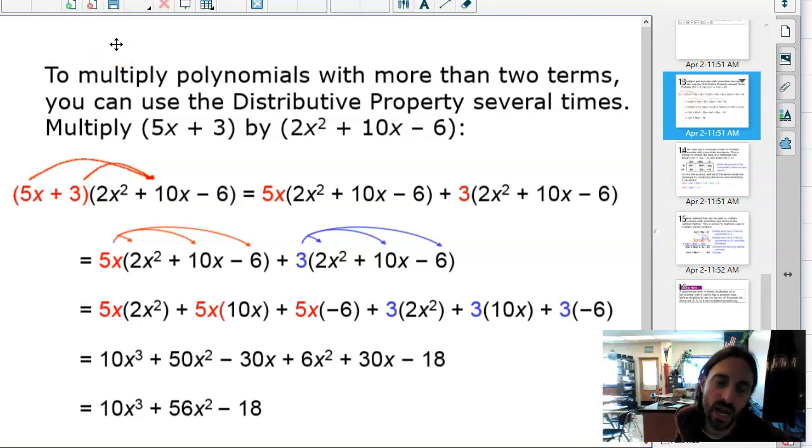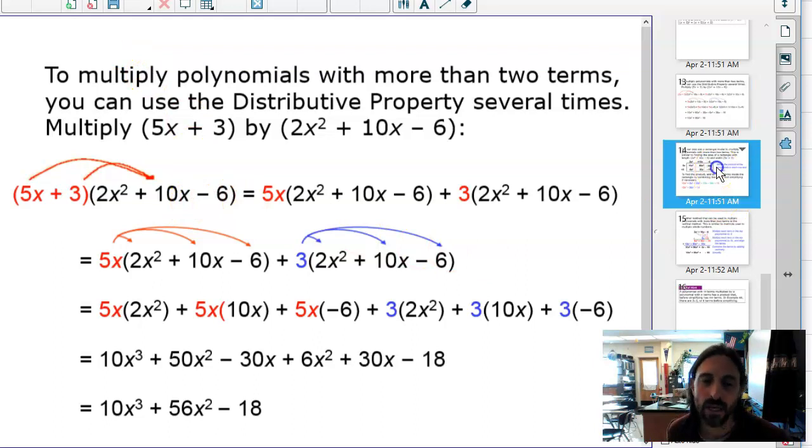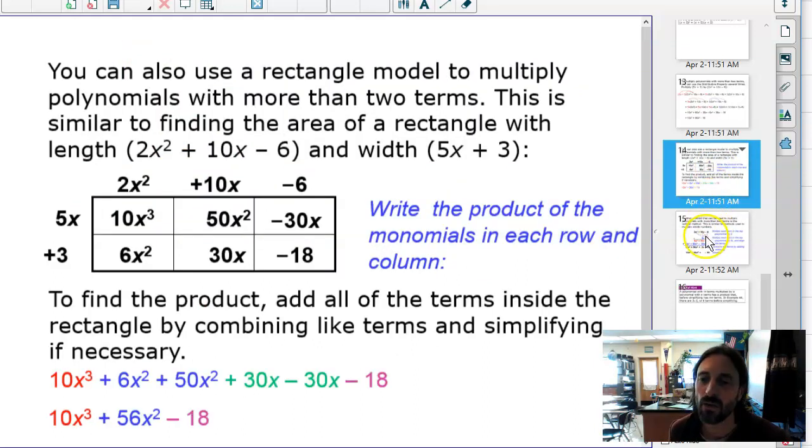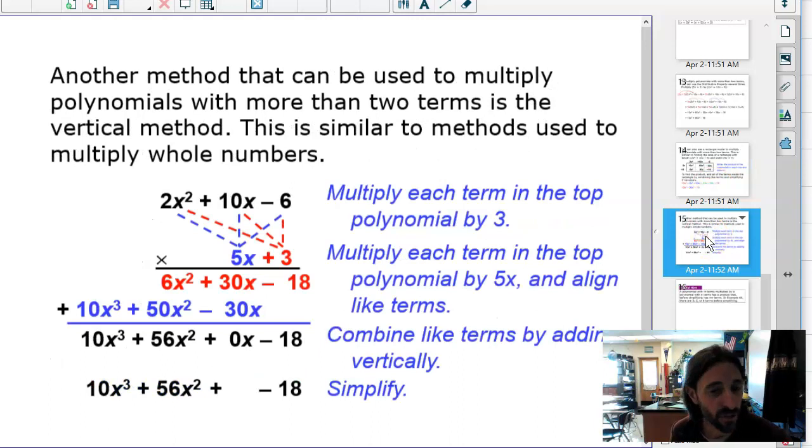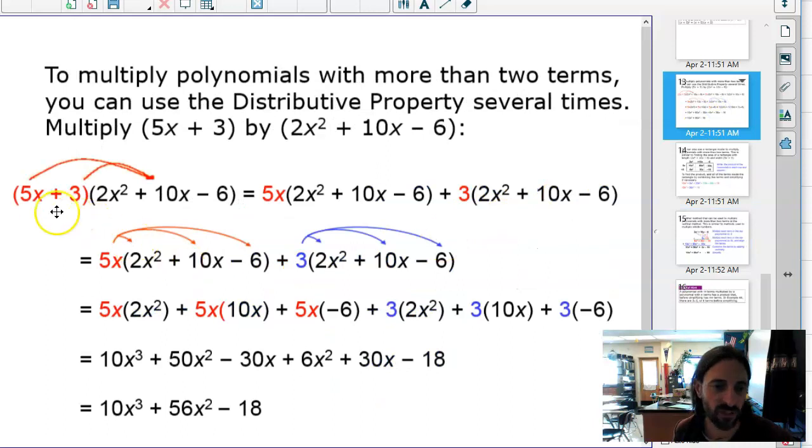So when you multiply a polynomial with more than 2 terms, you can use the distributive property, you can make a table, or you can do this vertical method, which looks a lot more like multiplying big numbers together. I would recommend using this distributive method. It's just more consistent. So again, what you're saying is, hey, when I'm going to multiply these together, I've got to take the 5x and multiply it by the 2x squared, the 10x, and the 6, and then I've got to do the same thing with the 3. So you end up doing like double distribution here.